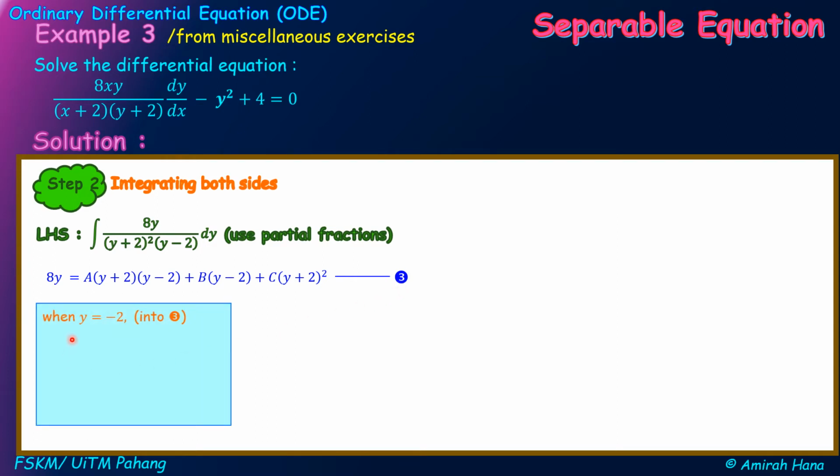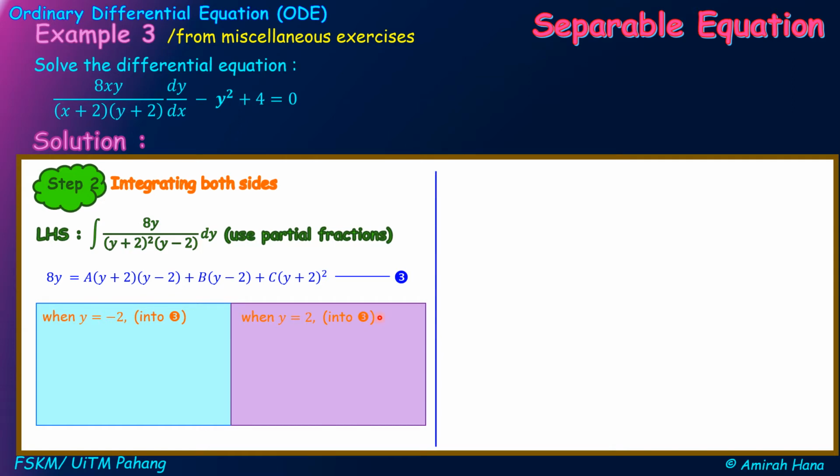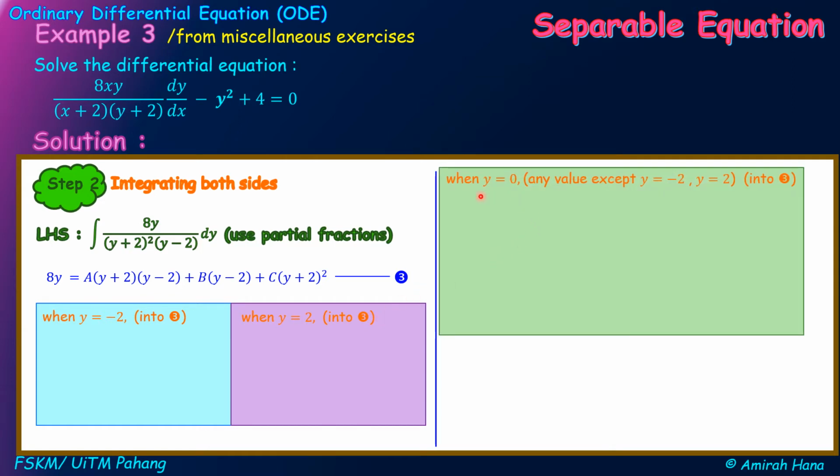Okay, first, we substitute y equals negative 2 into equation 3. And then we substitute y equals 2 into equation 3. And then we substitute y equals 0, or any value except y equals negative 2 and y equals 2, into equation 3. Okay, why do we substitute y equals negative 2 into equation 3?